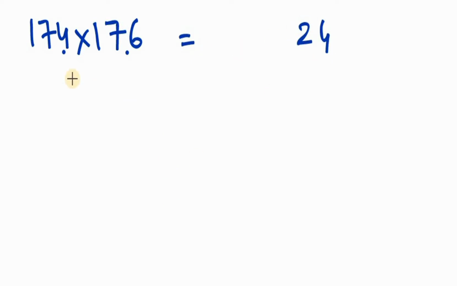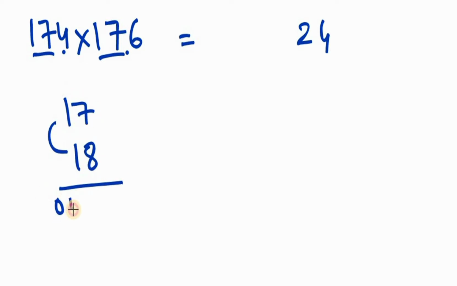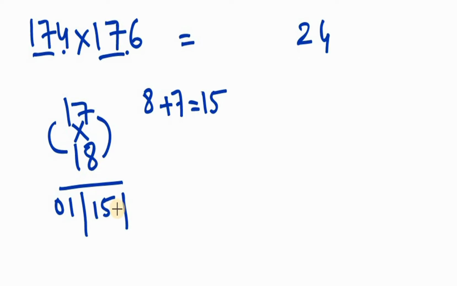Like 174 into 176. 6 plus 4 is 10. So again the same thing, 6 4s are 24. I will write 17. So multiply with the next higher number, that is 18. 1 1s are 1. 1 into 8, 1 into 7. 1 8s are 8. 1 7s are 7. So if we add, we will get 15. And next 7 multiplied with the 8. What we will get? 56.